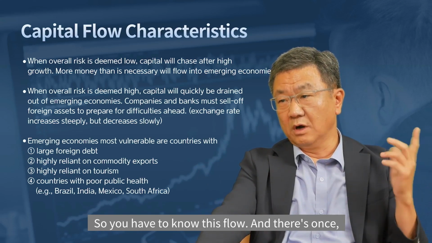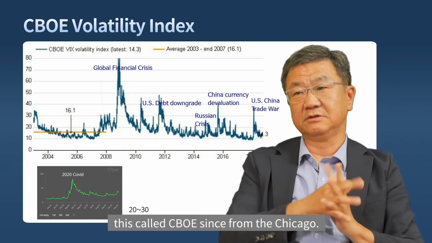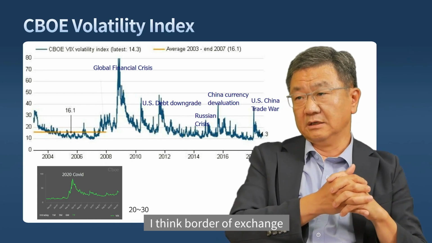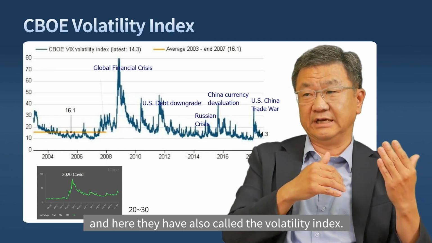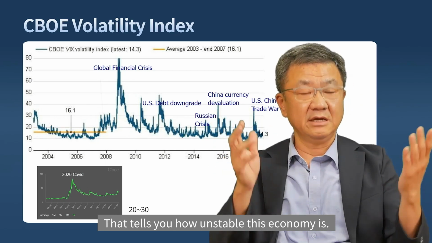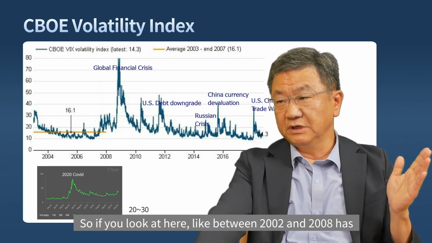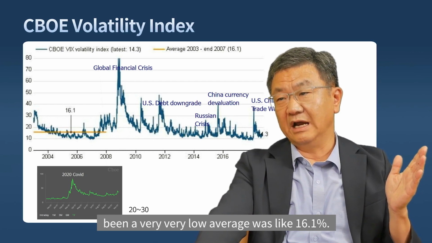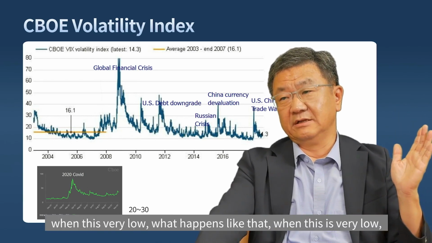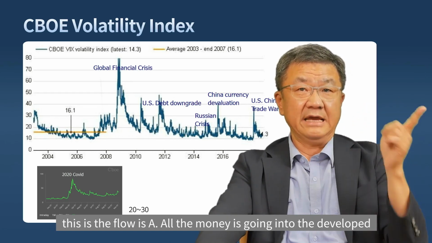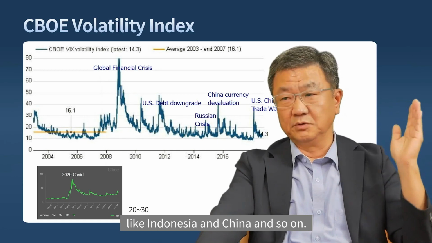I just explained this. One index that determines where it's flowing is called the CBOE, from the Chicago Board Options Exchange. And here they have what's called the Volatility Index. This tells you how unstable the economy is, right? If you look here, between 2002 and 2008, it has been very, very low, average about 16.1%. When this is very low, the flow is A. All the money is going into the developing countries, like Indonesia or China and so on.